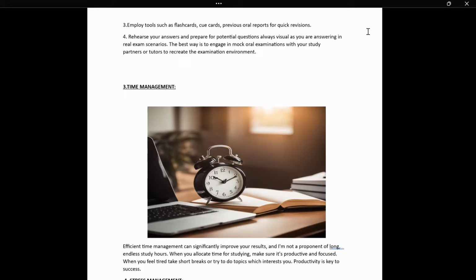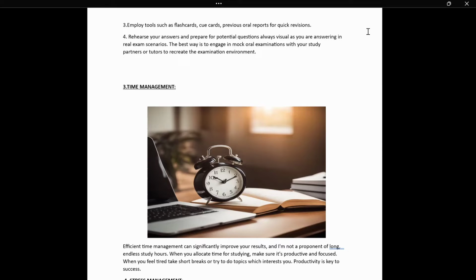Okay, now what is the fourth point? Rehearse your answer and prepare for potential questions. Always visualize that you are answering in a real exam scenario. So if you are preparing any kind of answer to a specific question, then when you're delivering it to your batchmate or to your tutor, you should think that you are answering in a real exam scenario. And you should frame your answer in a real exam scenario whenever you are telling any answer in, say, a group discussion, because don't take it casually.